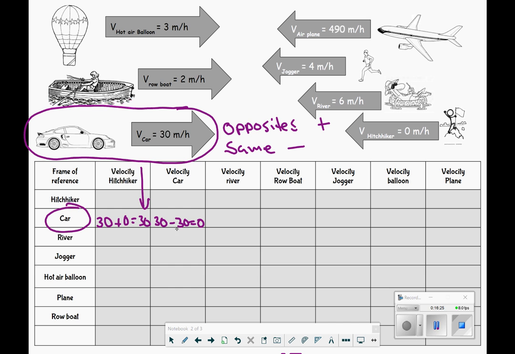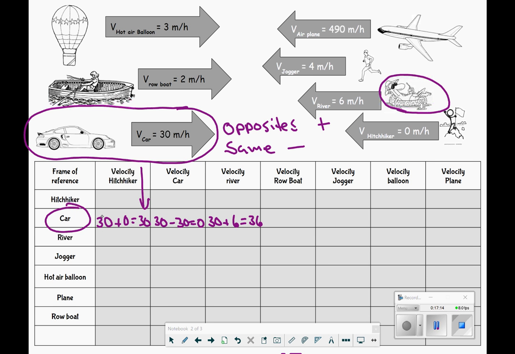Okay, the next one we're going to look at is the car versus the river. That's this guy right here. So these two arrows, are they going in the same direction or are they going in the opposite direction? Well, these guys are going in the opposite direction. So what you're going to do is you're going to add them. So 30 plus 6 equals 36. So from the car's point of view, the guy on the river is going 36 miles per hour. The guy on the river, his point of view is this car is going 36 miles per hour, and the car is coming towards him.